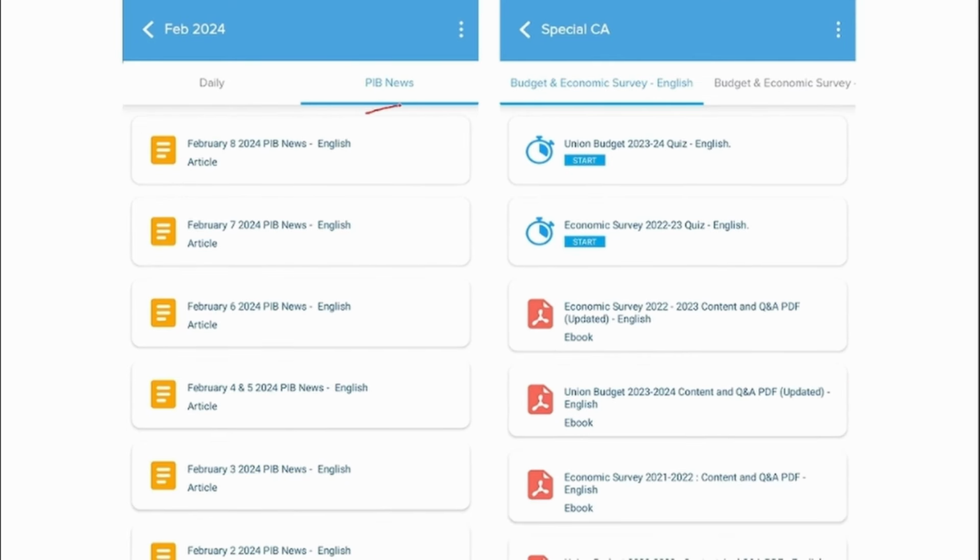We also provide you with the PIB news on a day-to-day basis, which you can go and read in these particular tabs. Apart from that, we also provide the Union Budget and Economic Survey. After reading the PDF, you can also go and attend the quiz. This is available in the Special CA category.